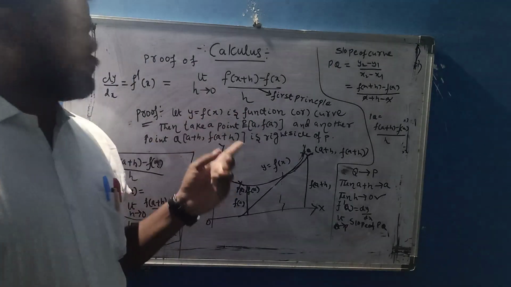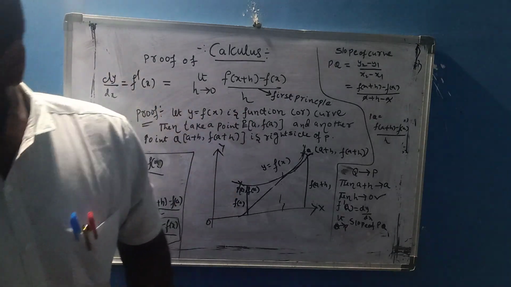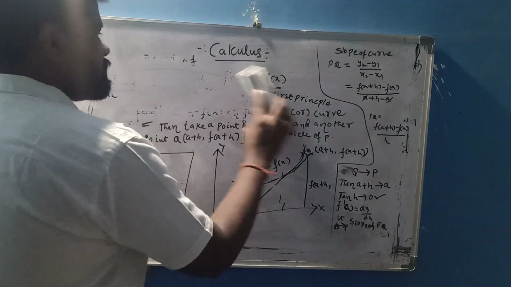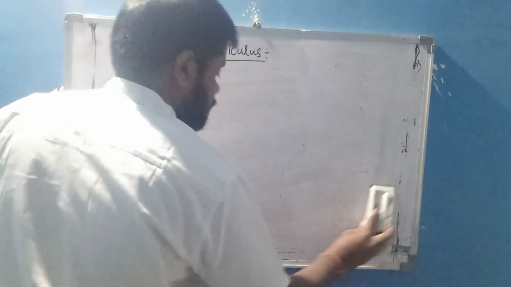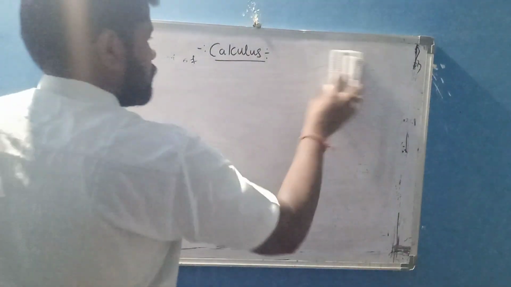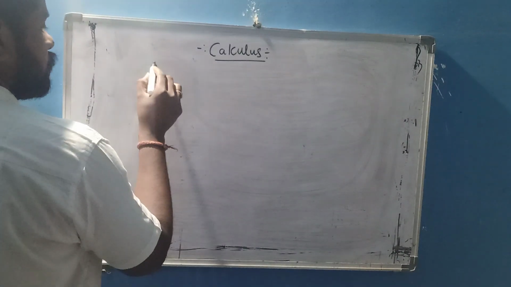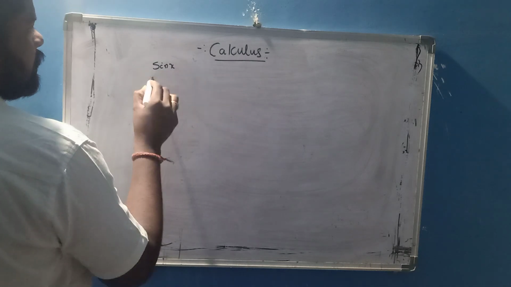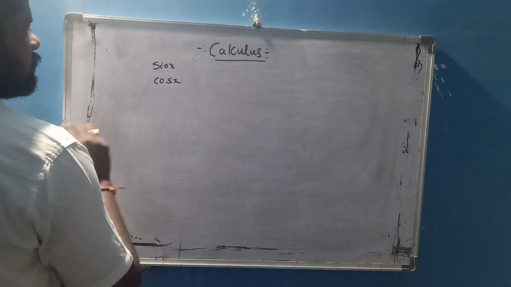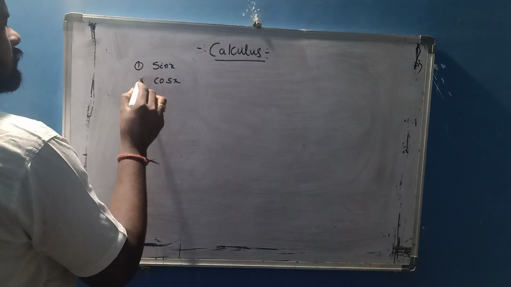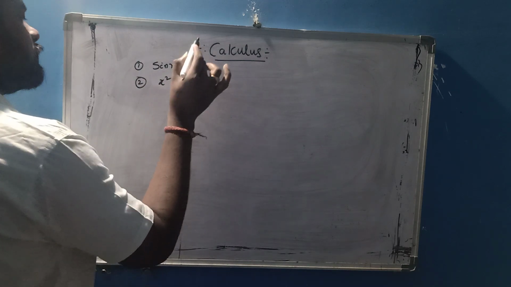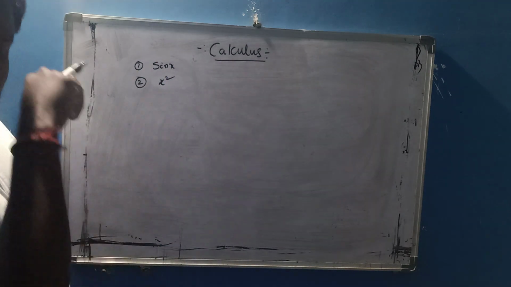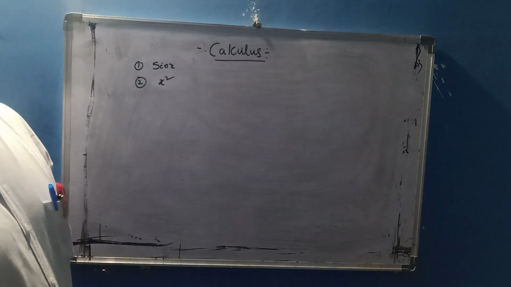By using this first principle, I am discussing two examples. Please listen. I am taking two functions as examples. These are important for exams, board exams and competitive exams also. One is trigonometric and one is algebraic: sin x and x square. Sin x is a trigonometric function, x square is an algebraic function.